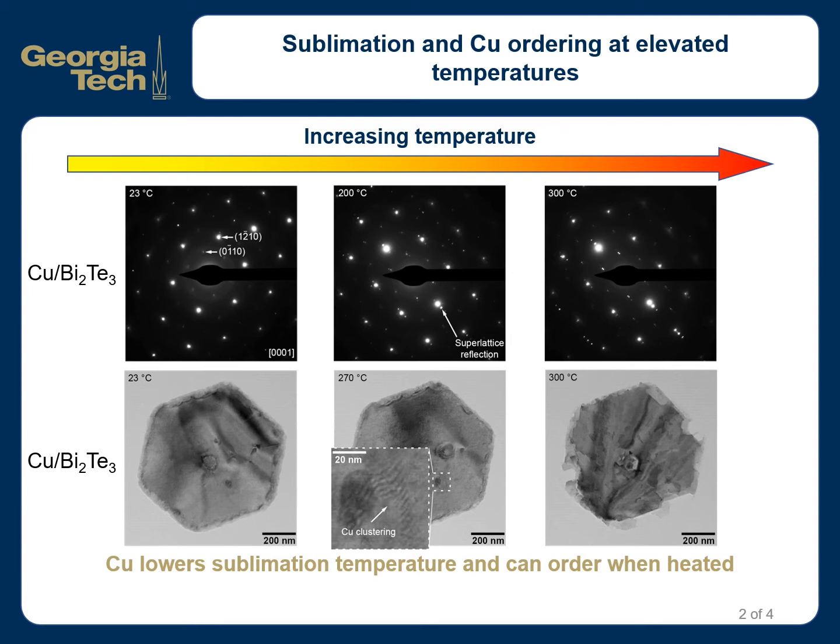This ordering phenomenon can also be confirmed using selected area electron diffraction as shown in the top panel. Several superlattice reflections begin to emerge at temperatures between 200 and 300 degrees Celsius. In addition to lowering the sublimation temperature and displaying interesting ordering dynamics, the copper-intercalated bismuth telluride also transformed to copper telluride at the very edges of these crystals.